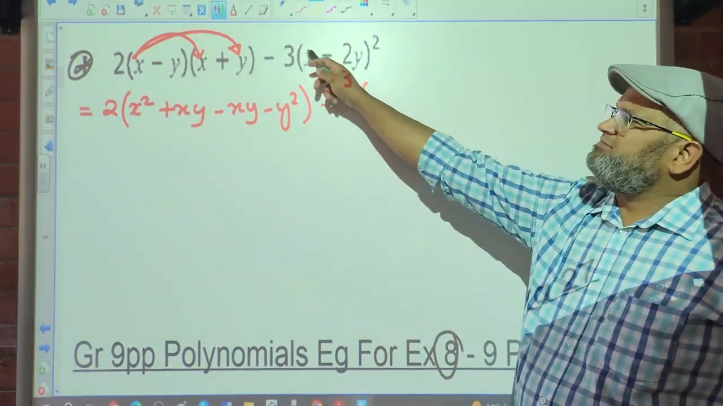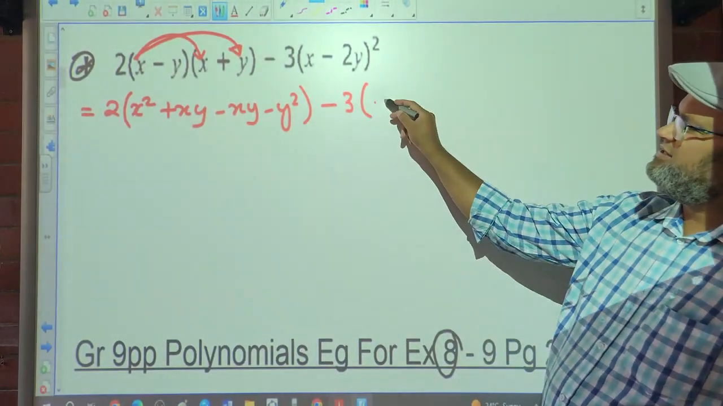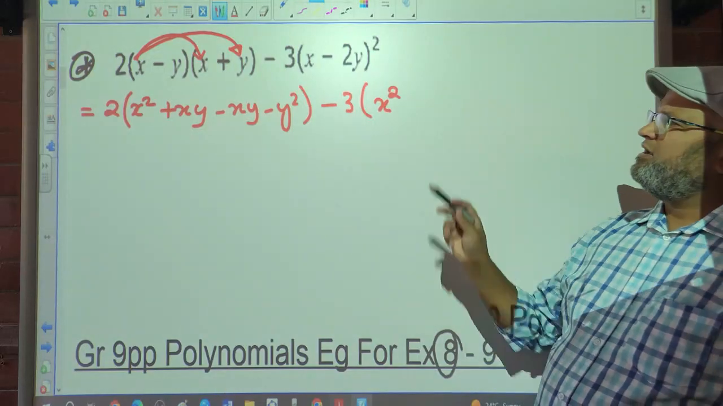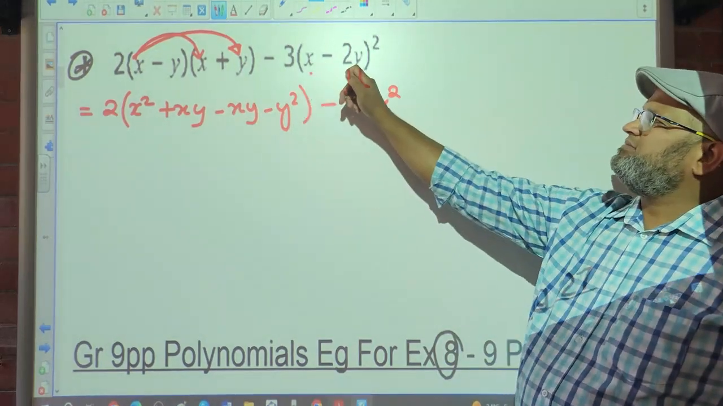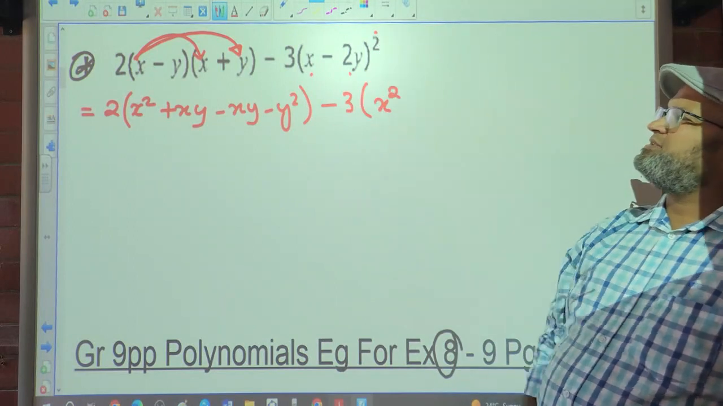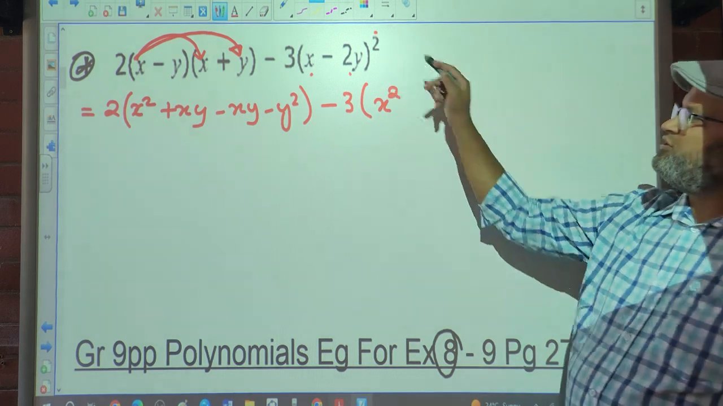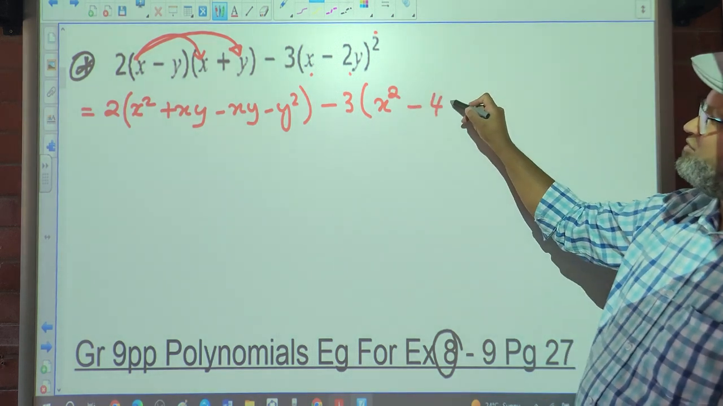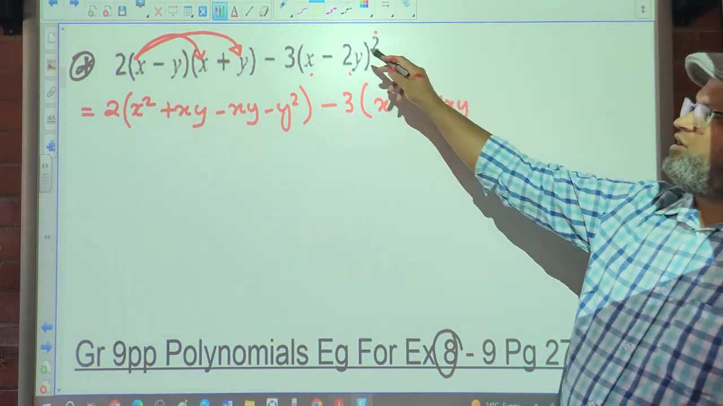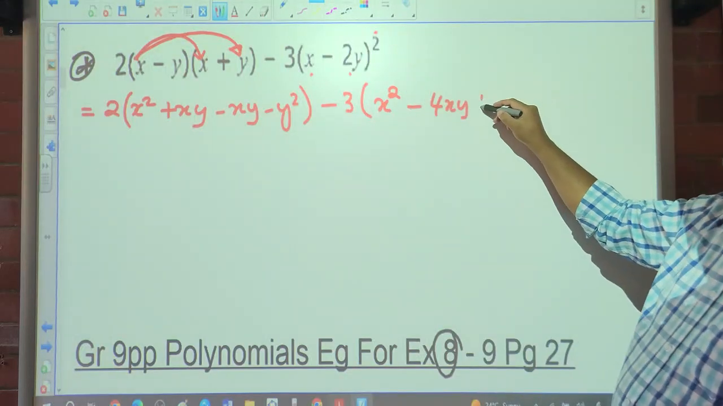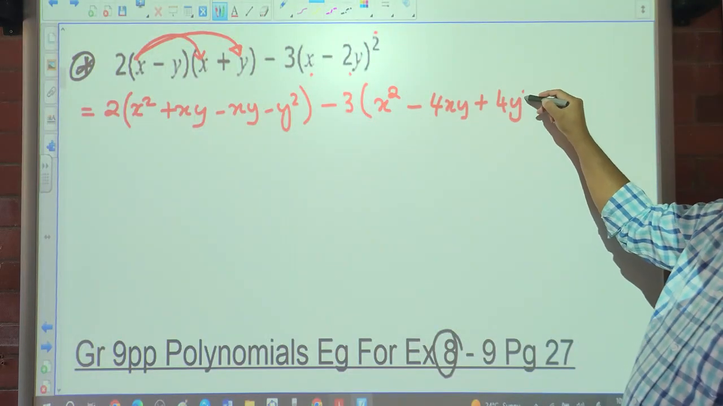So what do I do with the first term? Square it. What do we get? X squared. For the middle term, it's going to be first term multiplied by the second term times 2. So what's x times negative 2y? Negative 2xy. Negative 2xy times 2? Negative 4xy. The last term needs to be squared again, so it's positive 4y squared.